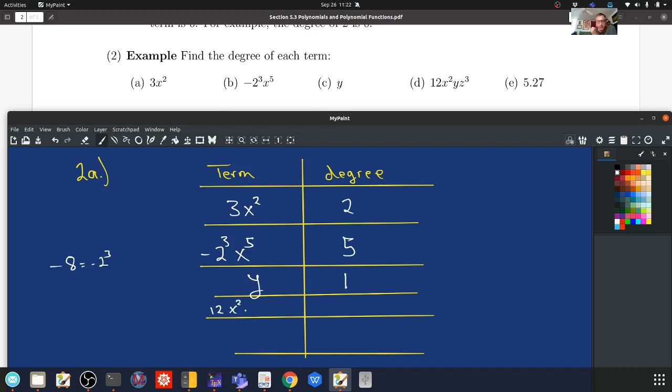12x squared y z cubed. Well, the degree on the x term is 2. The degree on the y term is 1. And the degree on the z term is 3. So it has degree 6. And 5.27, it's just a constant term, so by definition it has degree 0.